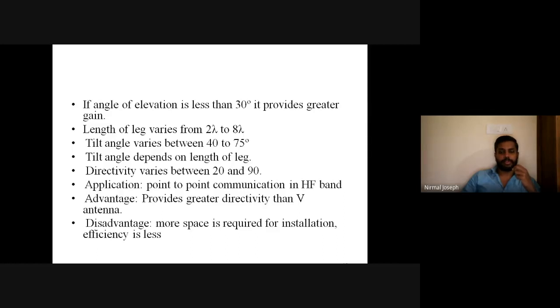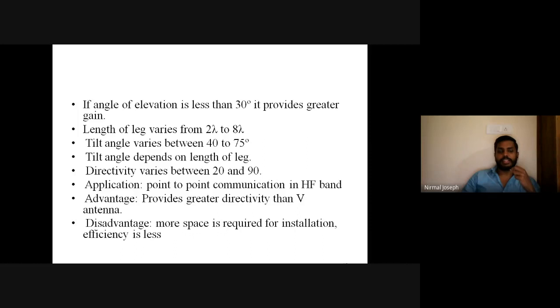Because the four individual radiation patterns are added up together, and the minor lobes or the other lobes get cancelled by each other, we can say that it provides greater directivity. The disadvantage is that more space is required for installation. That is the main thing.